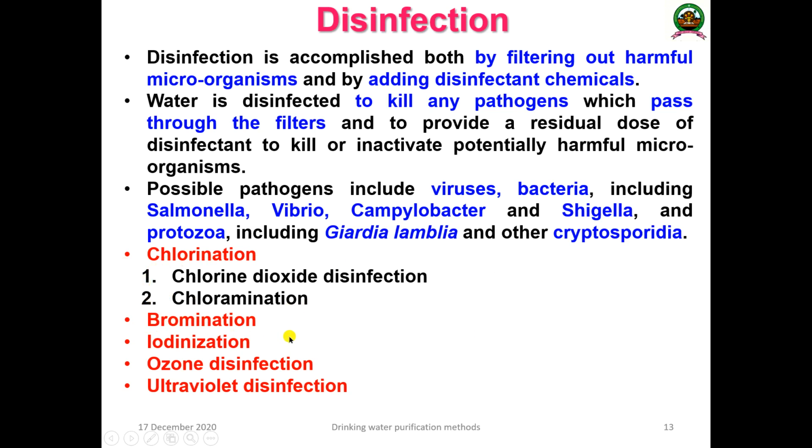Then, if you use bromine, that is known as bromination. If you use iodine, that is known as iodination, or if you use fluorine, that is known as fluorination. In addition to this, you can use ozone also, O3. Ozone also can be used to kill microorganisms.